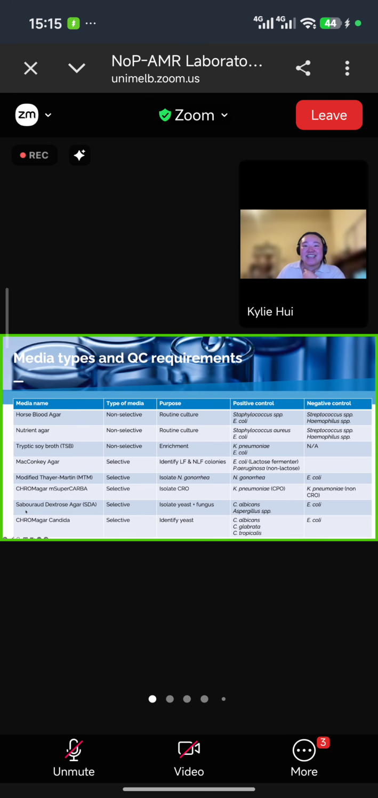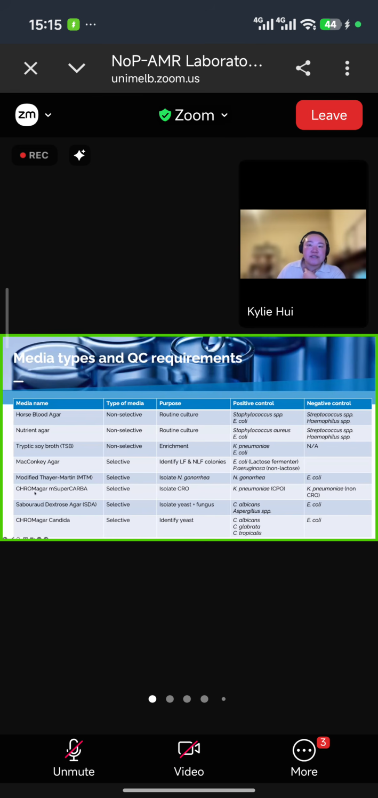Okay, so looking at SAB agar, so Sabouraud dextrose agar, it's a selective media and is usually used for fungi and yeast. For the positive control, you can have a yeast and also a fungus of some sort. I've just put Aspergillus. Negative control would be something like E. coli because we're not expecting the E. coli to grow.